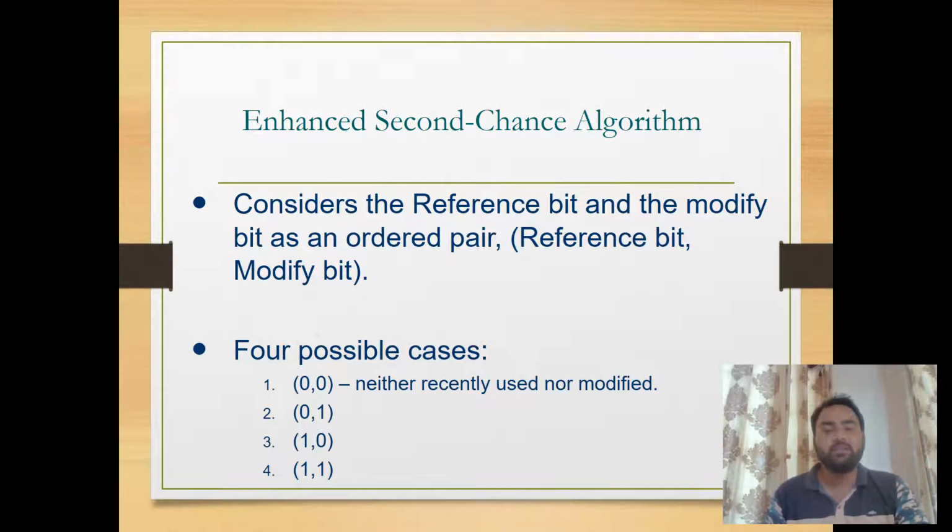00 means neither recently used nor modified. We are talking about a particular frame. If the frame has a value of 00 for the reference bit and modify bit, then it is neither recently used nor modified. If the value is 01, then it is not recently used, but it is modified. The first bit is the reference bit and the second one is the modify bit. If the first bit is 0, it means it is not recently used, but it is modified at least once. If the value is 10, it means it is recently used but not modified. And if the value is 11, then it is recently used and also modified.